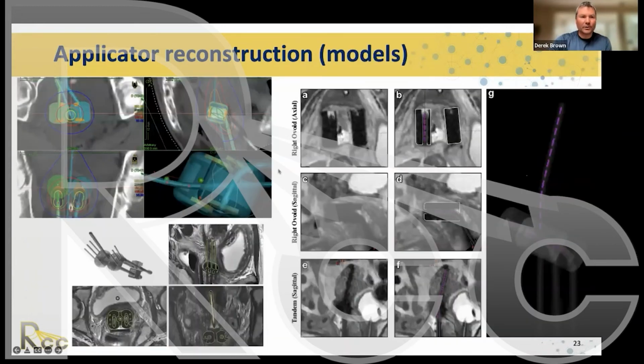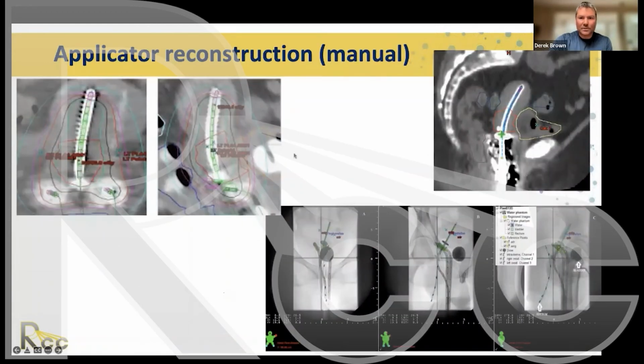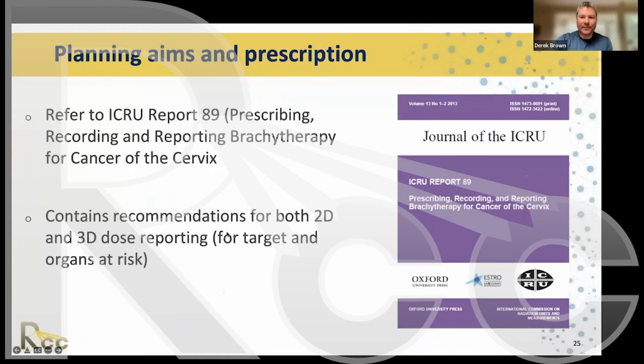Find a recipe that works for you, and then just practice it and practice it and practice it. Here, just showing lots of different applicator models that we could use. Here is manual reconstruction. I would really advocate for this. So you're just using all of the planes available, all of the two-dimensional images that you have, and reconstructing where the applicators are based on that.